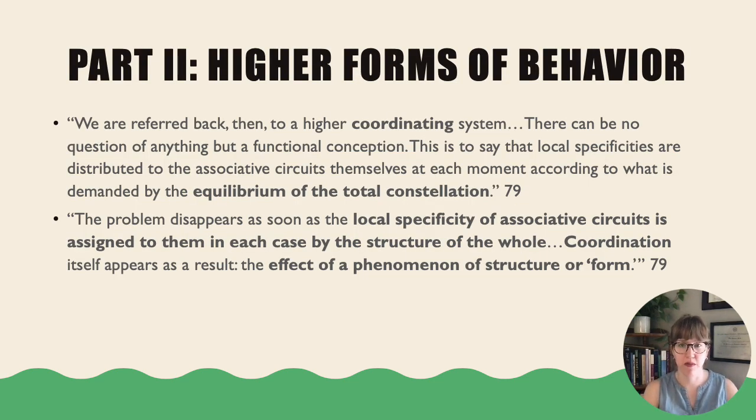Okay, so moving on from those points of agreement, he's going to talk a little bit more about the central sector and this idea of a coordinating system. He says, we are referred back then to a higher coordinating system. There can be no question of anything but a functional conception. This is to say that local specificities are distributed to the associative circuits themselves at each moment, according to what is demanded by the equilibrium of the total constellation.